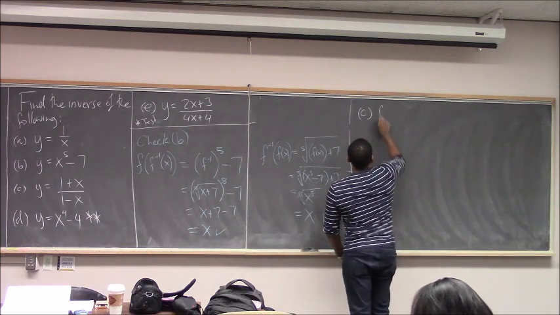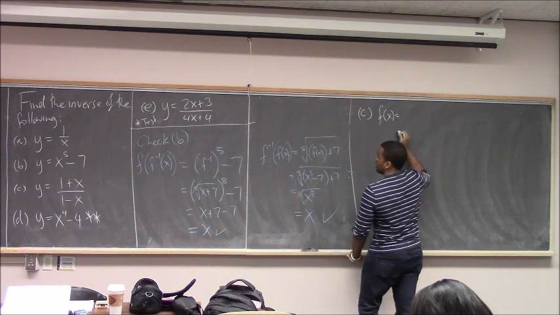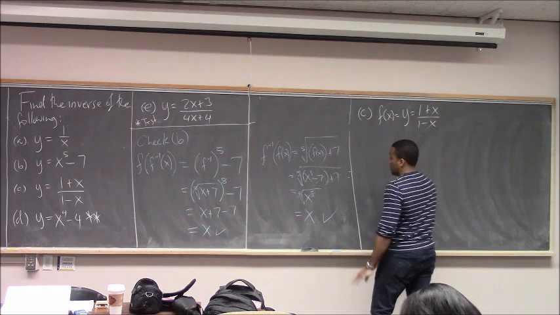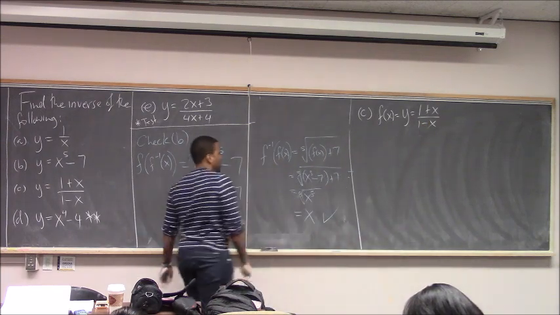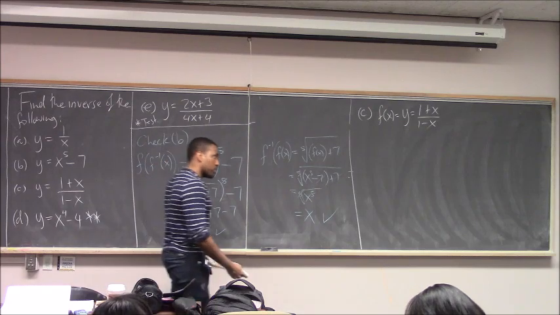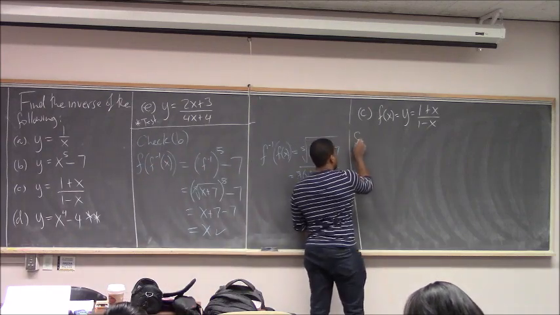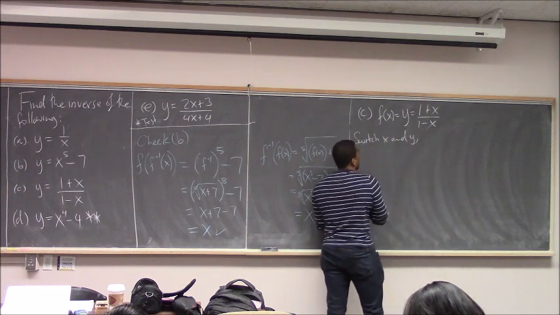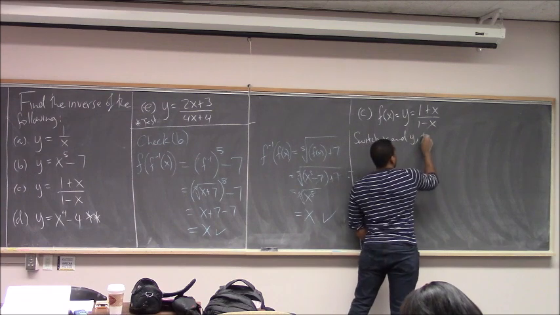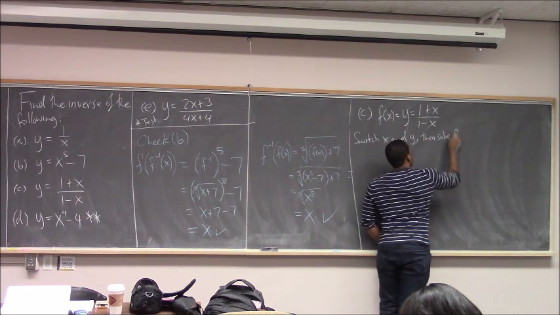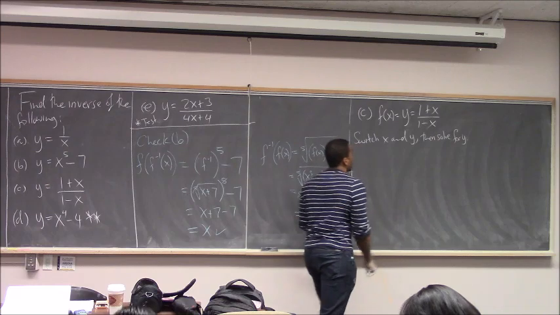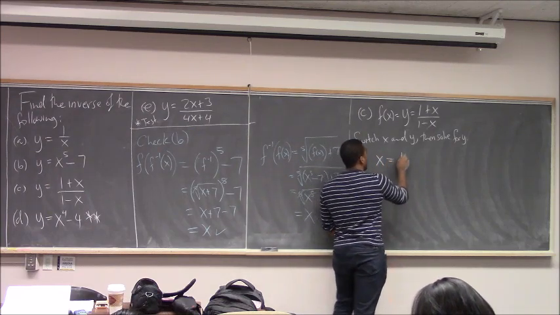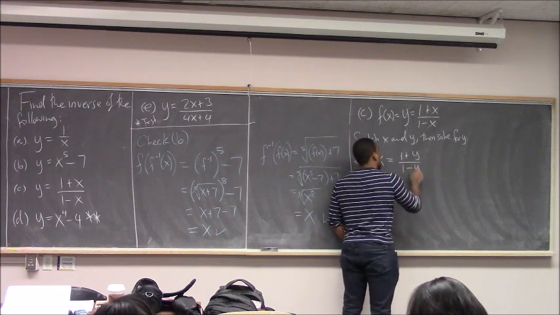Let's get C. Okay, suppose our function is y equals 1 plus x over 1 minus x. So we're assuming it has an inverse. Now we want to find it. How do we find it? We switch x and y. Then we're going to solve for y. So this means I'm going to start with x equals 1 plus y over 1 minus y.